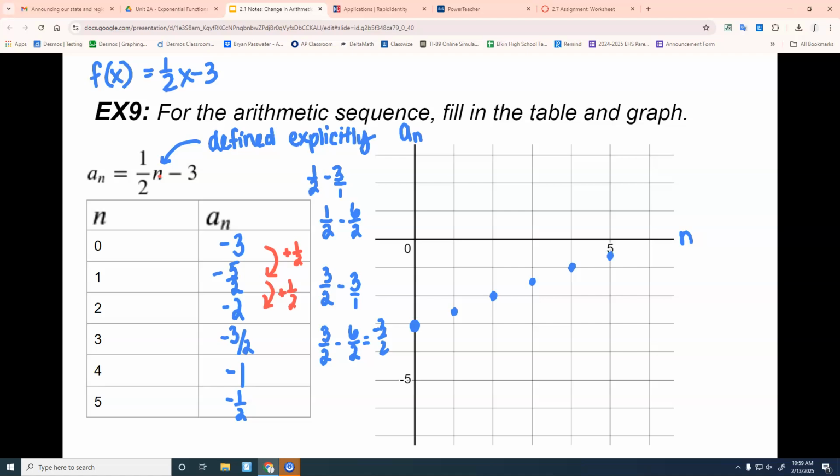You could, if it was a calculator active situation, make a table, put your equation over here, and then in Desmos you could just type in 0, 1, 2, 3, 4, 5, and it would graph those points for you. So the questions could ask you for the common difference, and if they just give it to you and define it explicitly, it's already there. Right. They might. You never know on this.